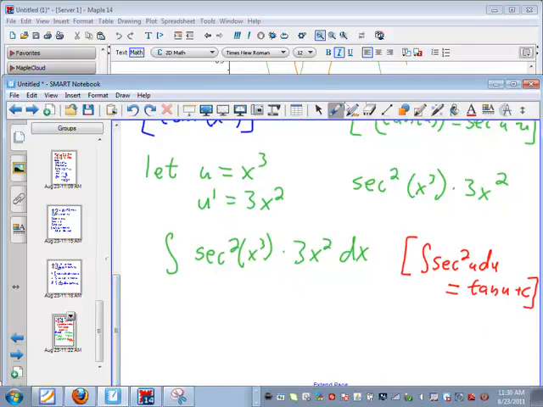So now I'm going to do exactly the same thing. I'm going to let u equal x cubed, so I'm going to let it be the inside function. I'm going to let u be x cubed, and then I remark, I don't call it u prime, I call it du. So this is Leibniz notation.